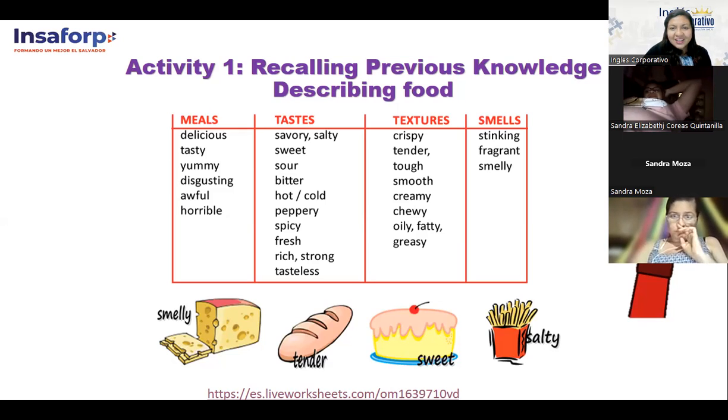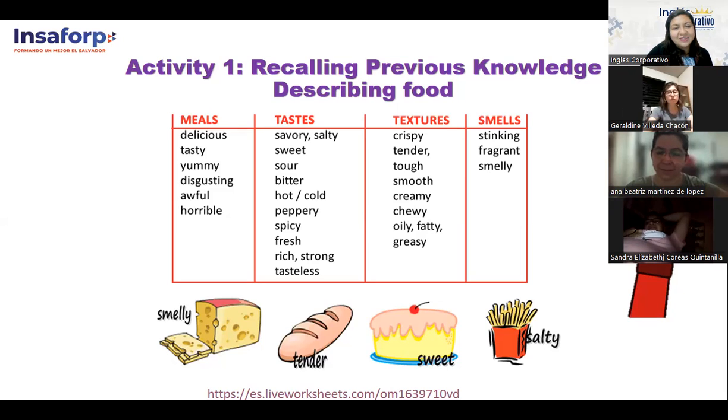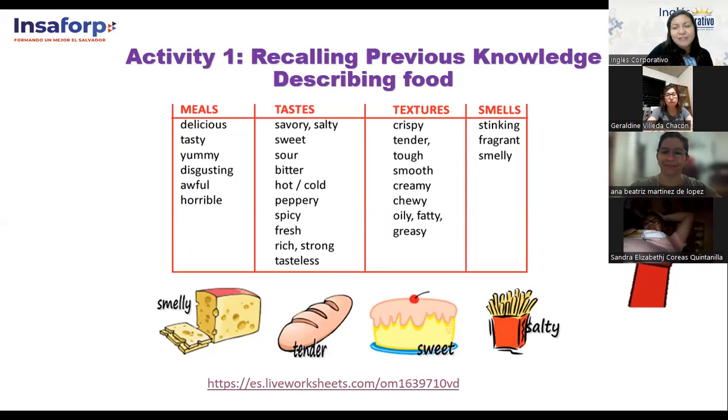Okay, thank you. Let's see your example. I don't want to eat bitter food. I prefer sweet food. Excellent, Milagro. My bananas are fragrant. Yes, they are like smelly. You can feel the smell of fried bananas. I like crispy. I think you wanted to say crispy chicken.